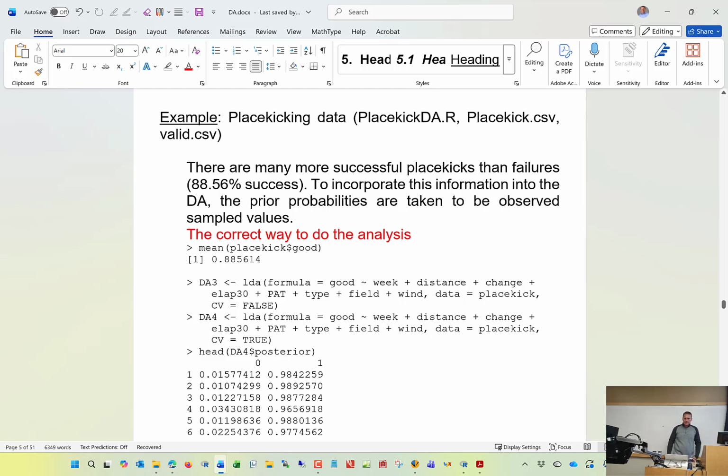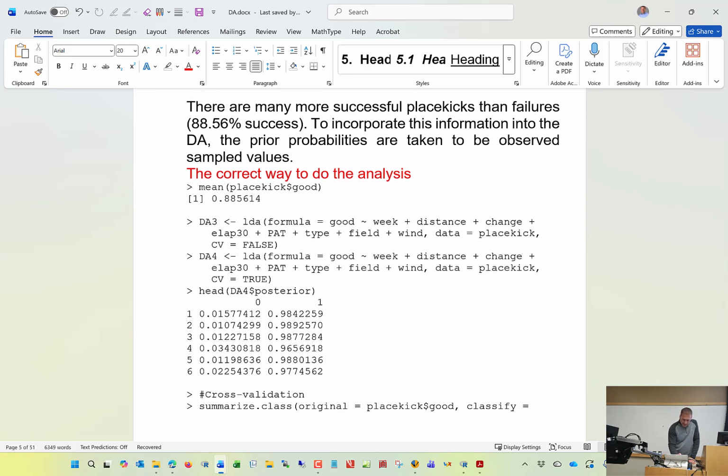So let's apply some of this stuff. With the place-kicking data set again, we are now going to do, and this is important to put in your notes, the correct way to do the analysis. We had done some other stuff before just to show some aspects of these methods. Note that if you average all the ones and zeros for the good variable, you get the proportion of successes in the data set. The proportion of successes is almost 89%.